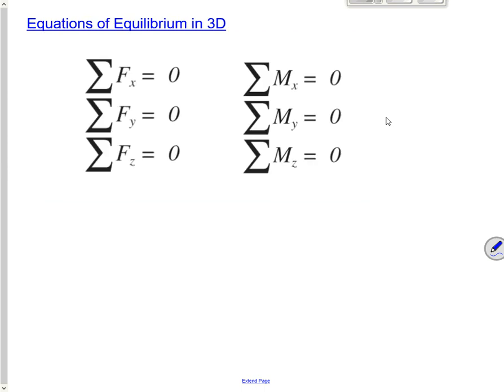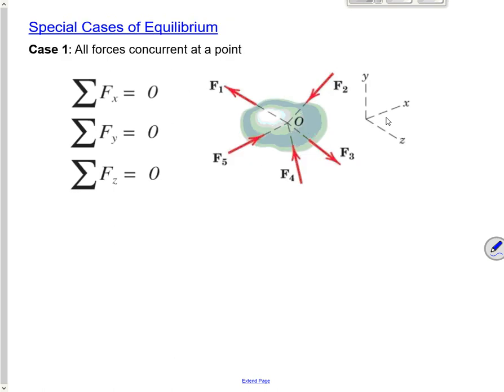So equilibrium in 3 dimensions means I've got 6 equations. I've got the sum of the forces in x, y, and z, each of which has to be 0, and the sum of the moments about x, y, and z also have to be 0. It gets ugly. It's a lot of equations. There are some special cases where I may not need all of those.